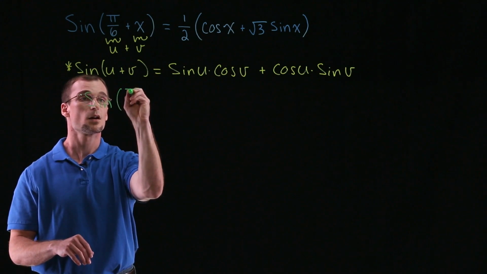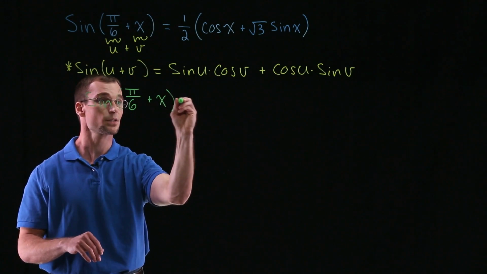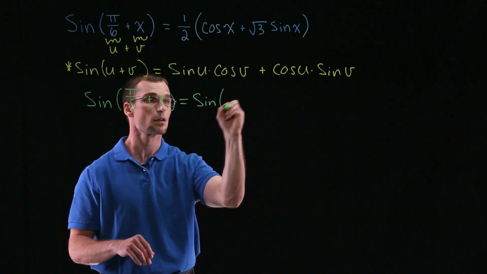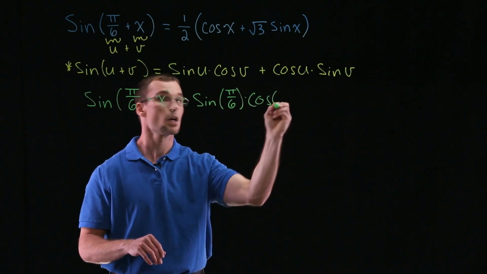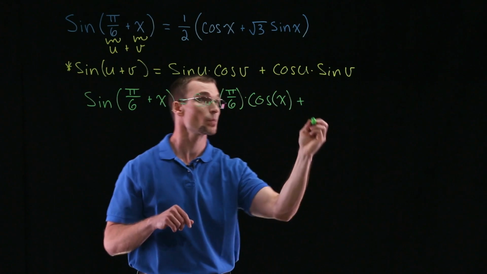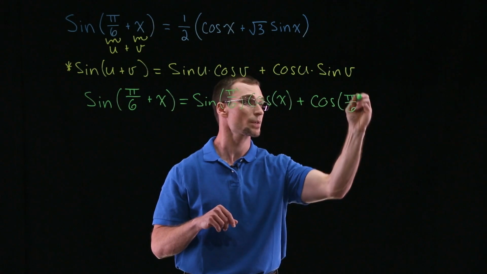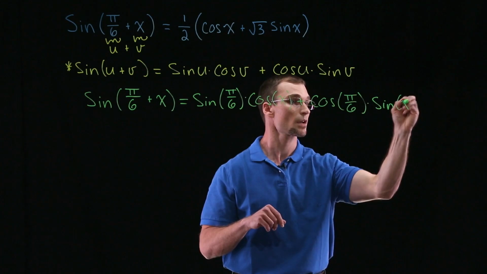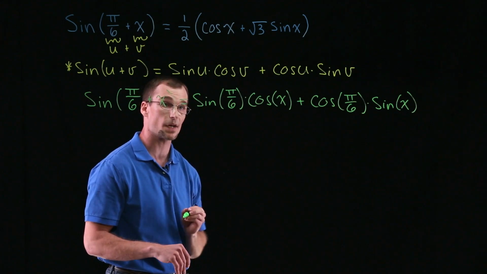So our sine of the left side, pi over 6 plus x, is equal to, well, sine of u, or sine of pi over 6 times cosine of our v, which is x, plus cosine of our u, or cosine pi over 6, times sine of our v, or sine of x. Okay, so now we'll see what we can do to simplify this.